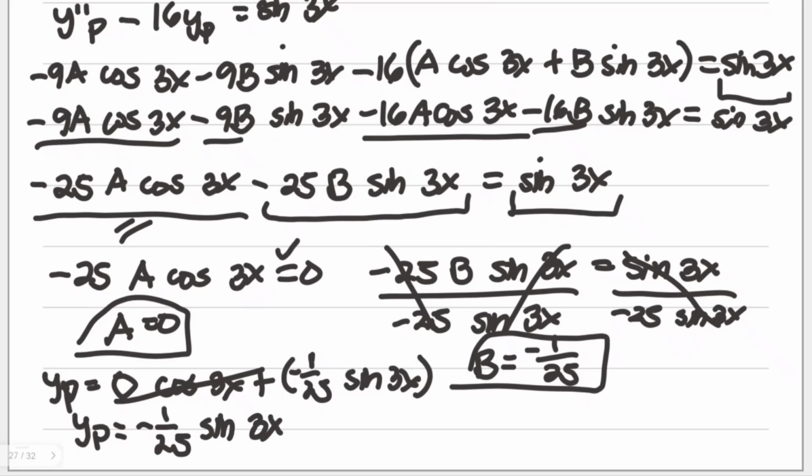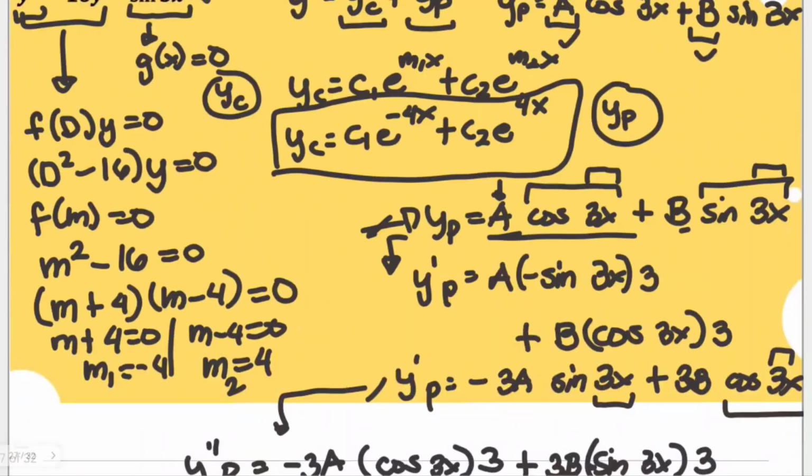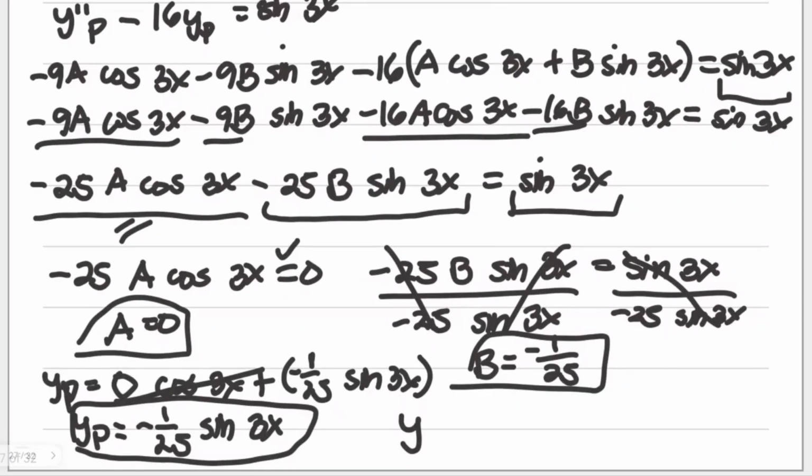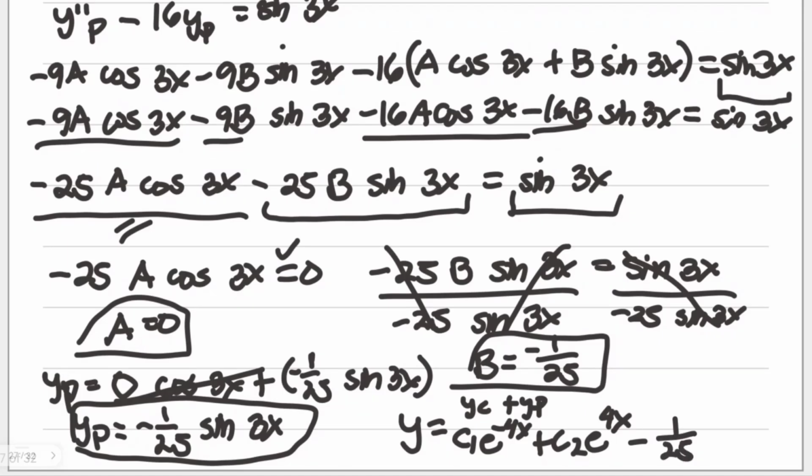That is your y sub p. In short, for our y, I don't know if my space is enough. This is our y sub c plus y sub p. So we'll be taking this minus 4x and plus 4x for the exponent of our e, supposedly this is y sub c plus y sub p. Take note of that. Y sub c is c sub 1 e to the power of minus 4x plus c sub 2 e to the power of positive 4x. Then your y sub p is minus 1 over 25 sine of 3x.